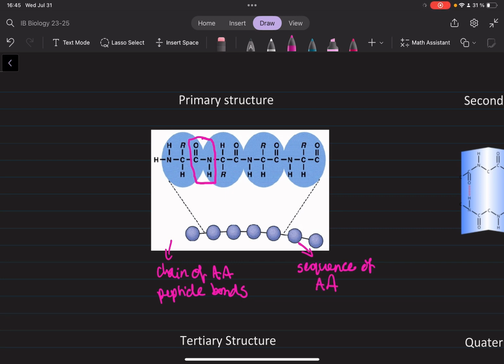Now we'll get to this again, but every single amino acid has a different R group, and those R groups have different characteristics: they can be positively charged, they can be negatively charged, they can be polar, and they can be non-polar. And what this does is it can change essentially the function of that protein depending on the sequence of amino acids, but we can talk about that in the tertiary structure later.